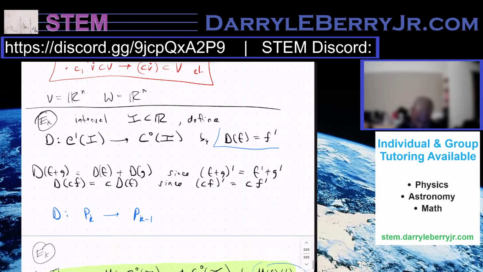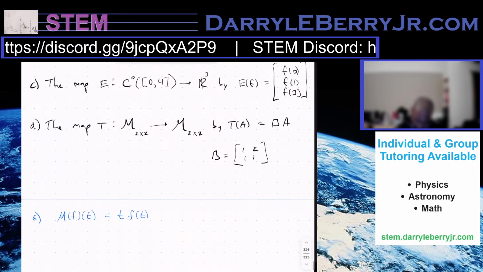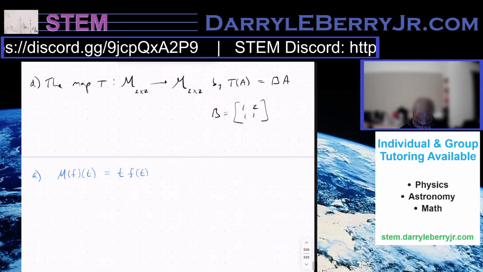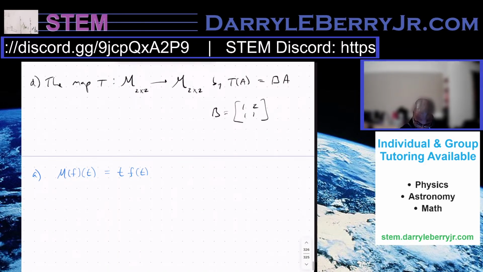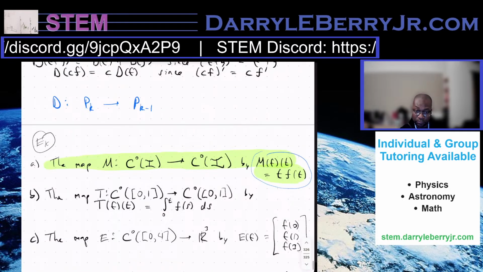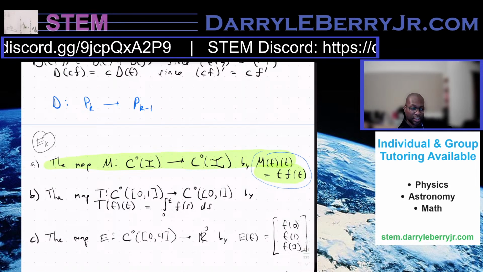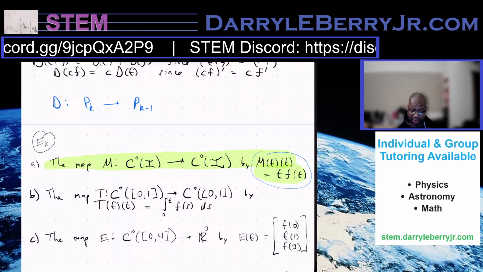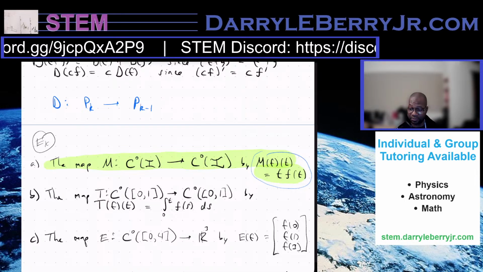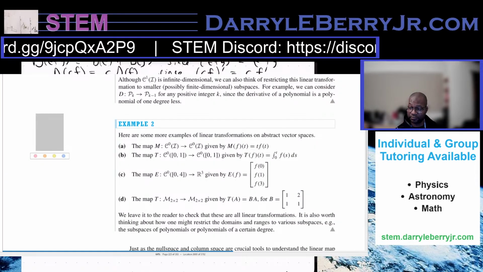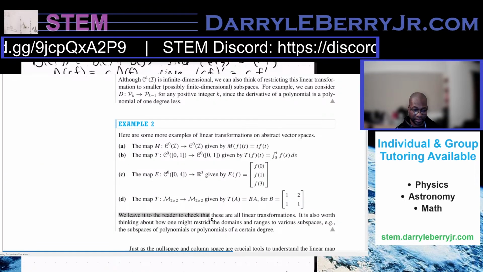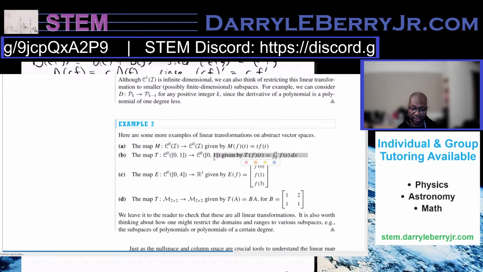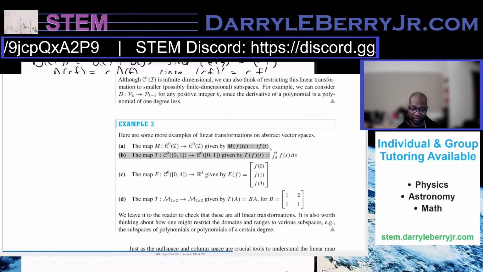So I can see how derivative of F equals F prime. As we start to go farther into the book, I think they're getting worse at explaining stuff. Well, clearly here they even say they're not explaining it at all. Show you what I mean? Like, we'll leave it to the reader to check that these are linear transformations. It's not even clear what they're doing for this one.